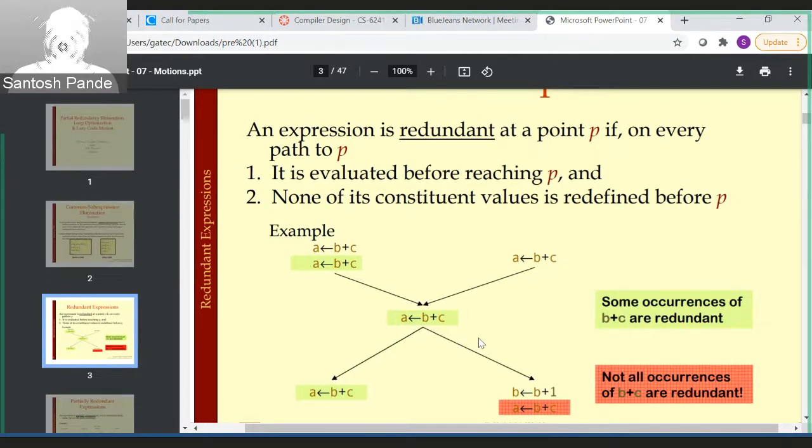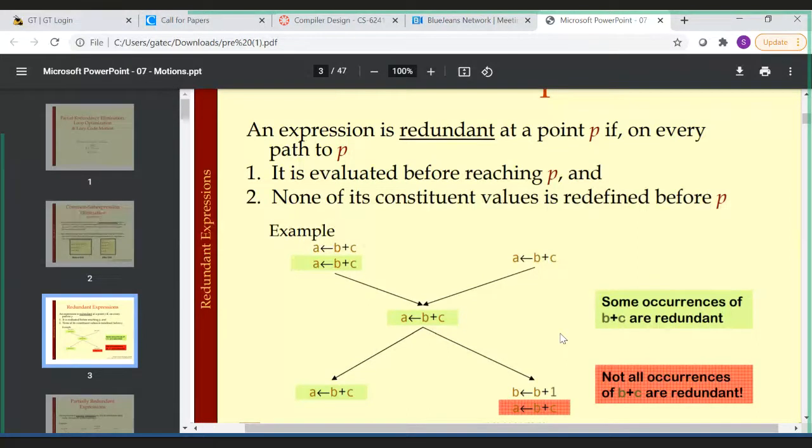However, that may not always be the case, that it is fully redundant. It could be what we call partially redundant. And those are the cases we are going to have to worry about how to deal with. If you see the red one here on the right hand side, it is not redundant with regard to this expression, because B is being redefined, B equal to B plus 1, from this point onwards. And we have to deal with the implications there.